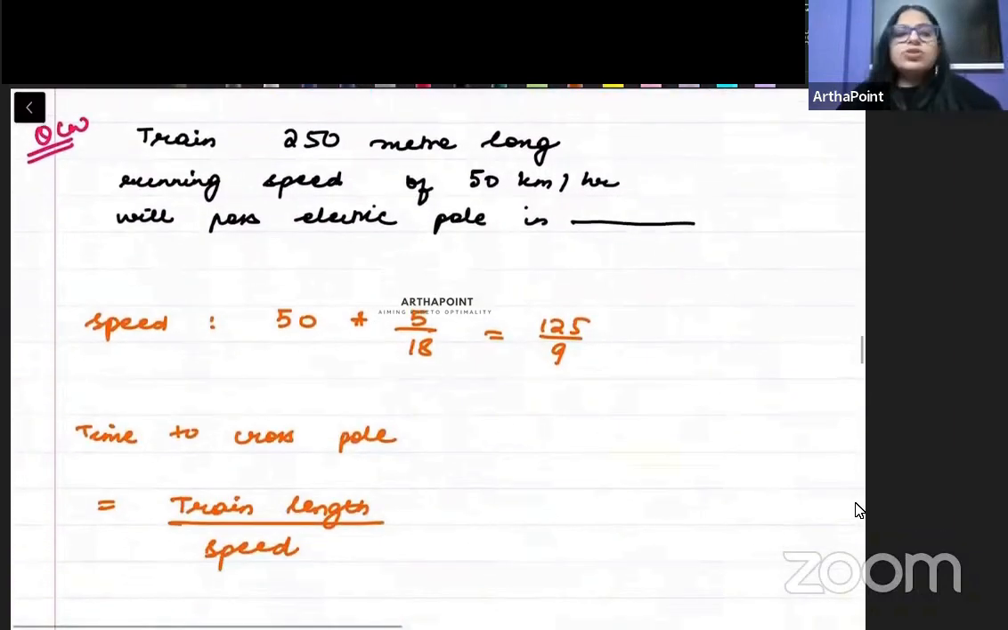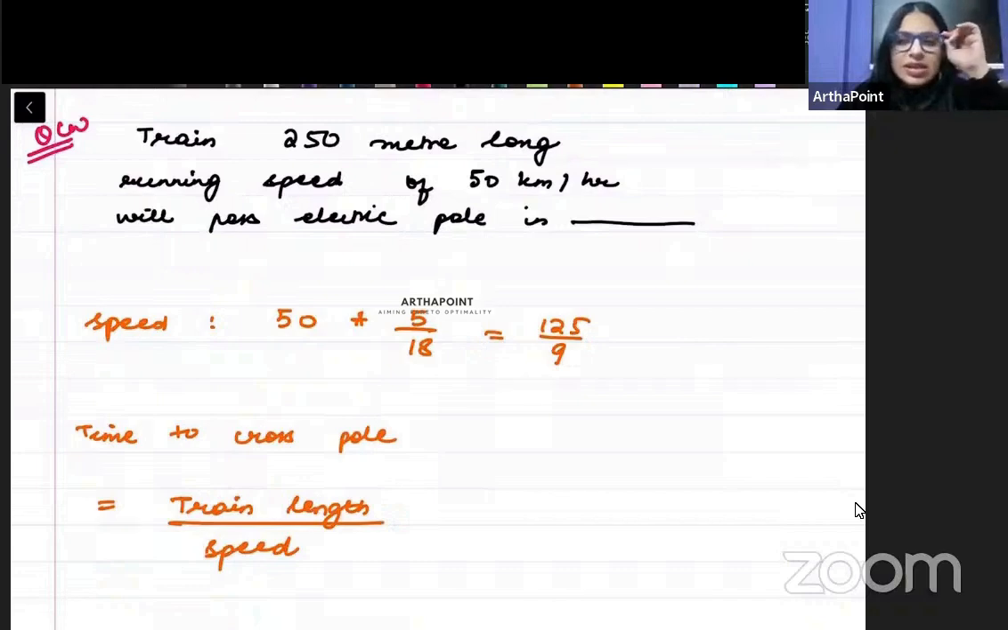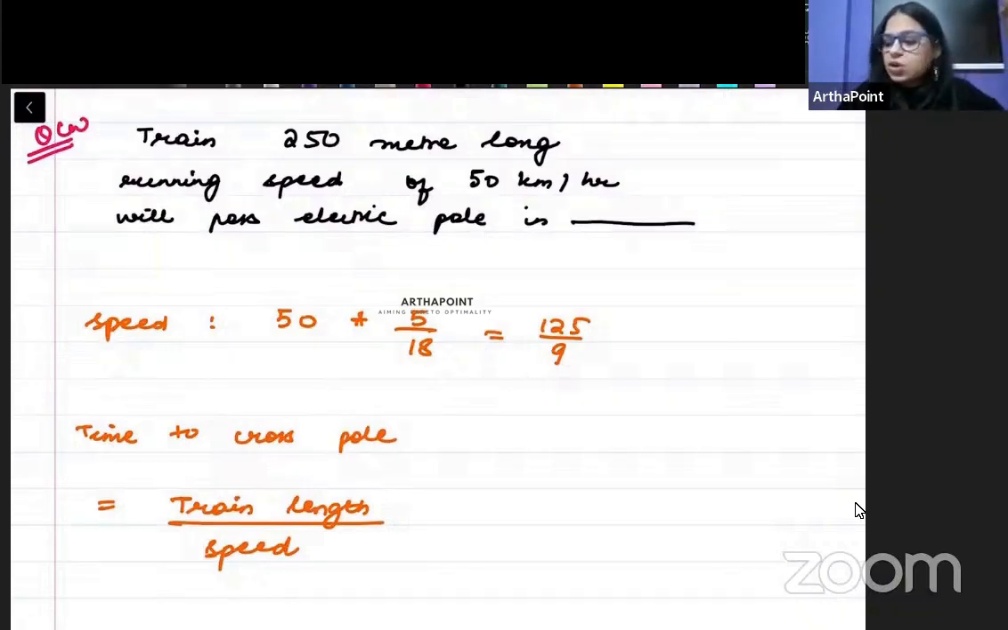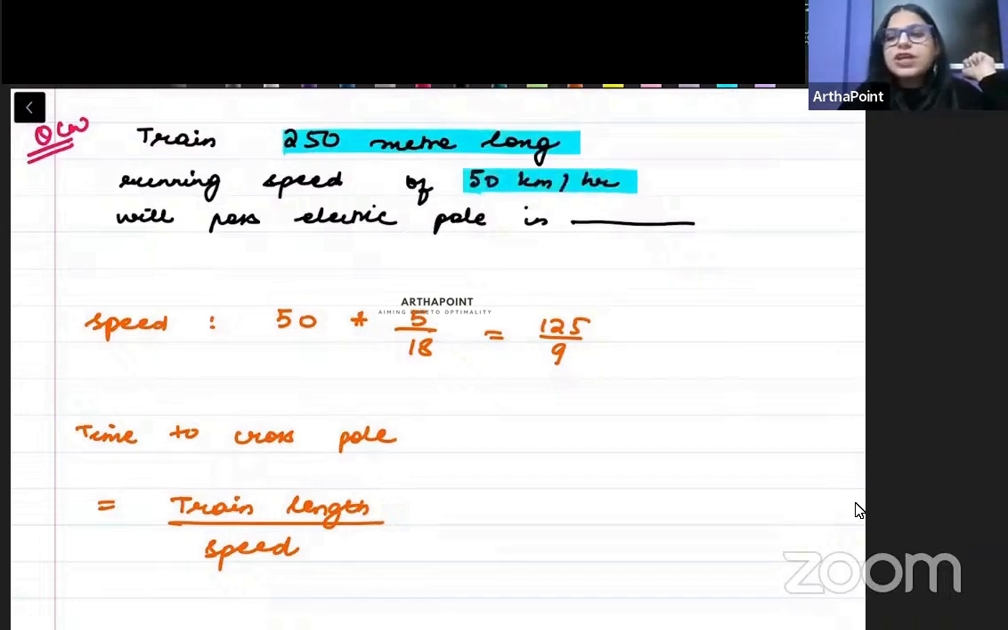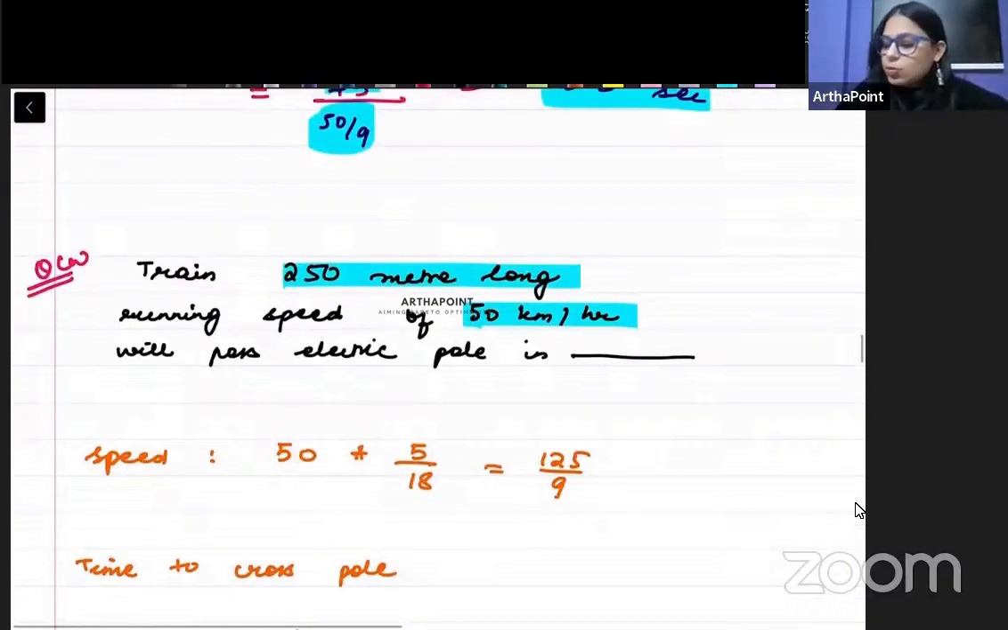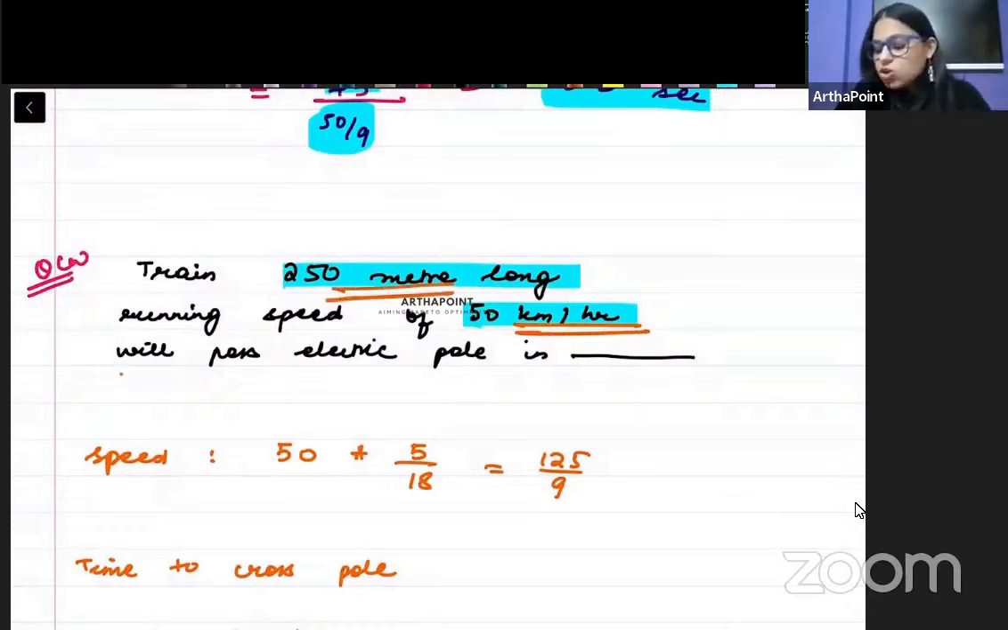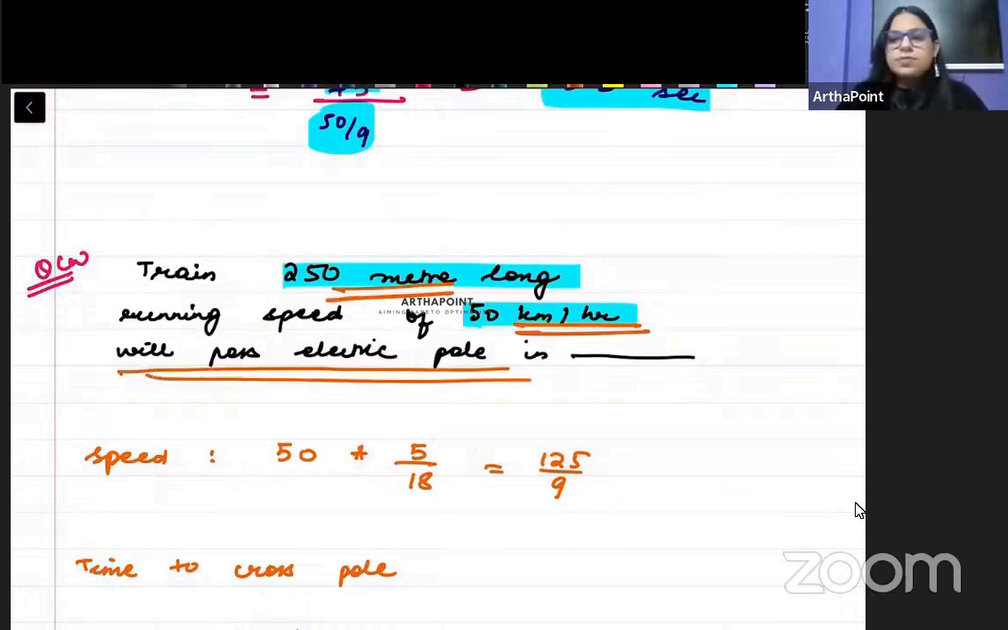Okay. Come to the next question. This says there is a train which is 250 meter long, right? And it also tells you that the speed of the train is 50 kilometer per hour. Again, notice the speed is given in kilometer per hour. Notice that the length of the train is given to you in meters. It is asking you when will it pass the electric pole. So it is asking you the time, right?